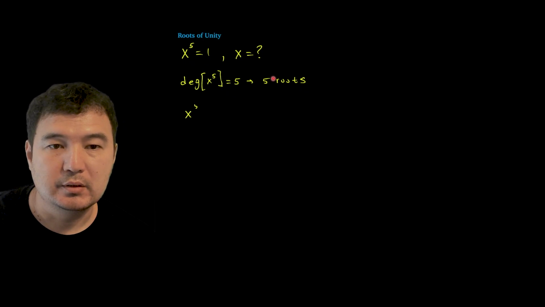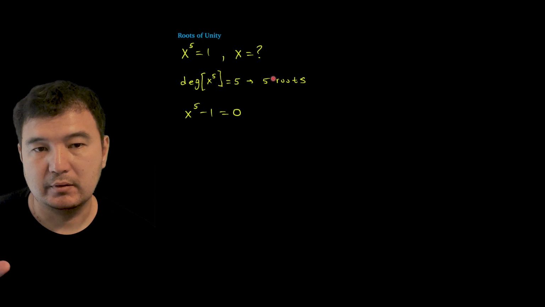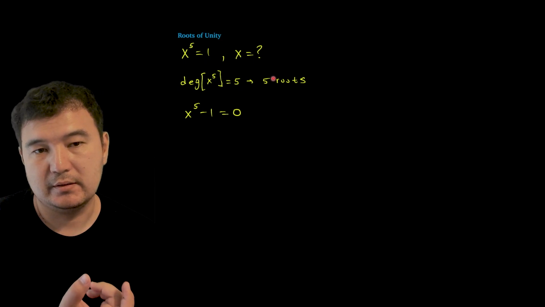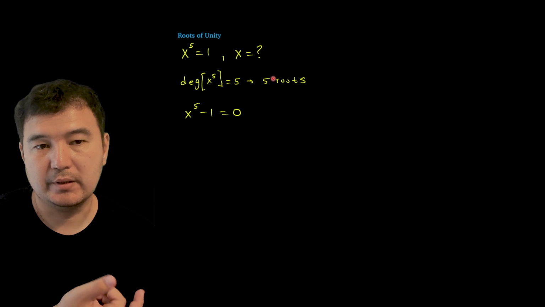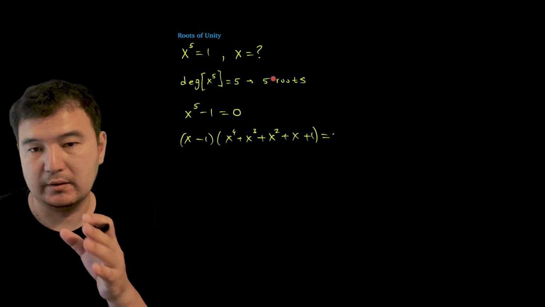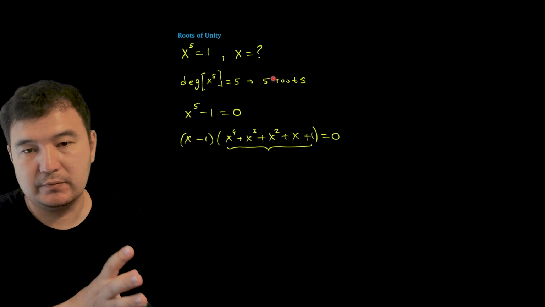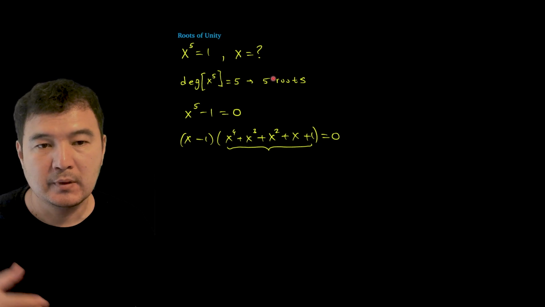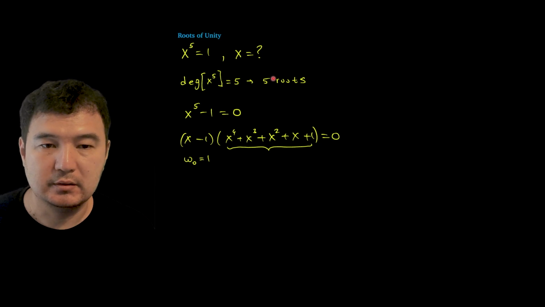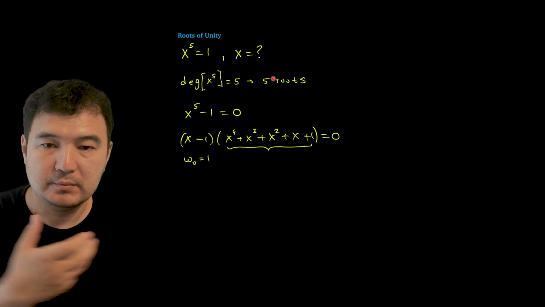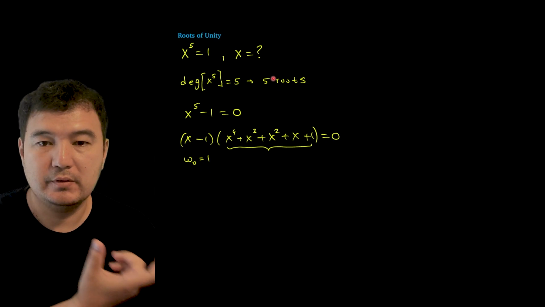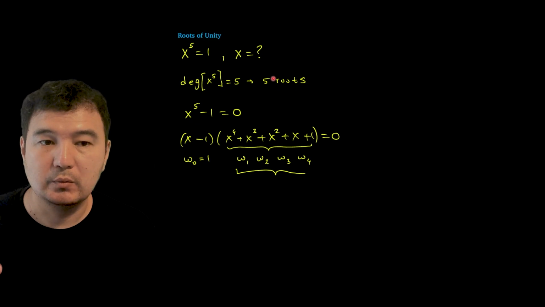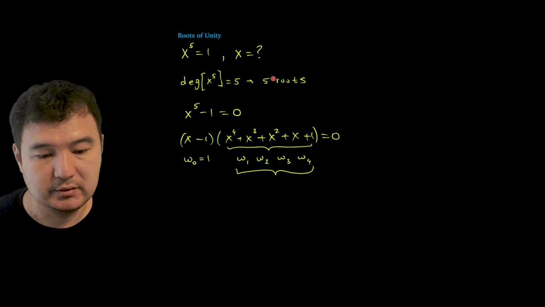So how do we solve this in general? So you can write the equation as x^5 minus 1 is equal to 0 and factorize this x to the power 5 minus 1 as follows. So it's a factor x minus 1 and the rest x^4 plus x^3 plus x squared plus x plus 1, the sum. So the first parenthesis has the root 1 and the second parenthesis is a fourth degree polynomial. That's why it has 4 roots. But we don't know what these roots are.